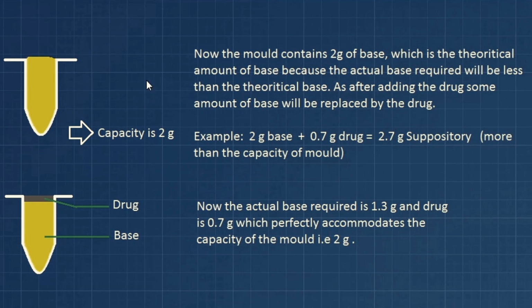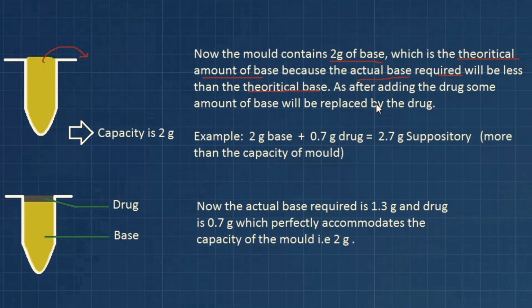Now let me describe how the theoretical base is different from the actual base. From the capacity of the mold we can calculate the amount of base we'll be requiring. Now the mold contains 2 gram of the base. This is the theoretical amount of base that will be required, but the actual base required will be less than the theoretical base. When we add the drug inside this mold, then some amount of this base will be displaced out.